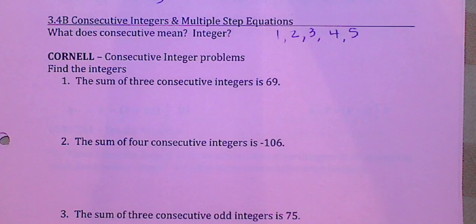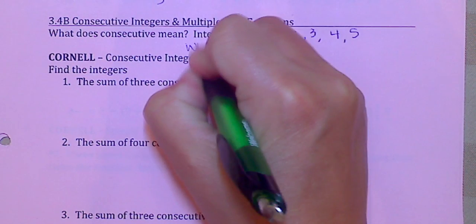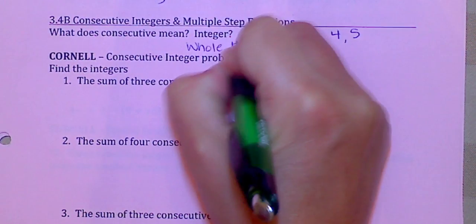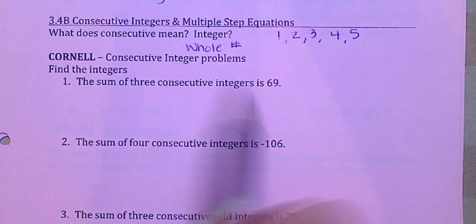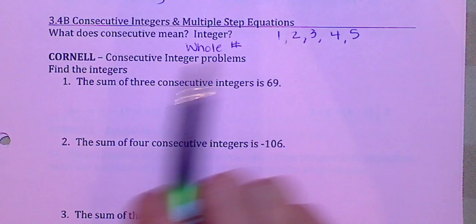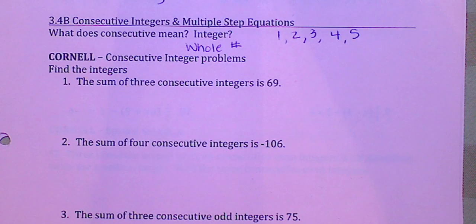If you get an answer that's not a whole number, then you did something wrong. So you want to make sure that you remember that. And if that is the case, you need to go back and fix it, of course. So we have different types of consecutive integer problems. We've got consecutive, we've got consecutive even, and we've got consecutive odd.